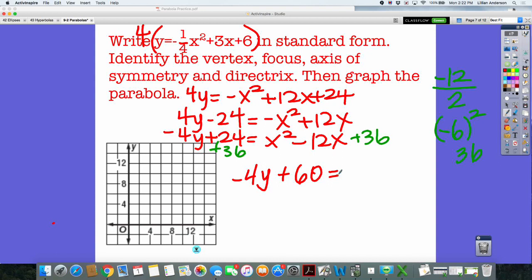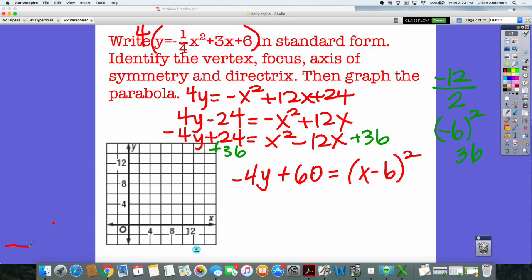What do I do to this side over here? x minus 6 squared. You're correct. I basically need to factor it. You did some completing the square when you were working on your circles homework. It's the same concept. We're just missing one thing. We need to know what the P is.